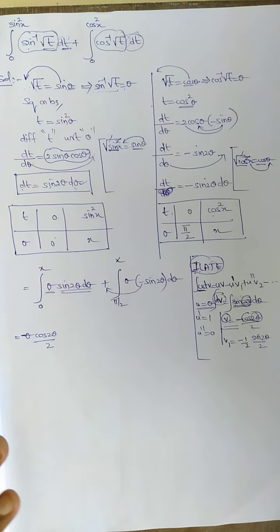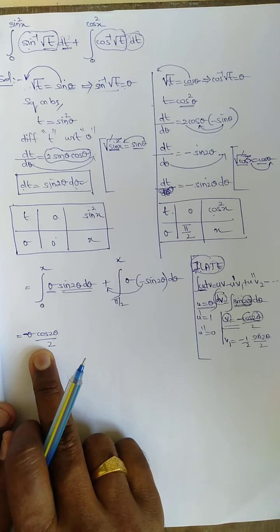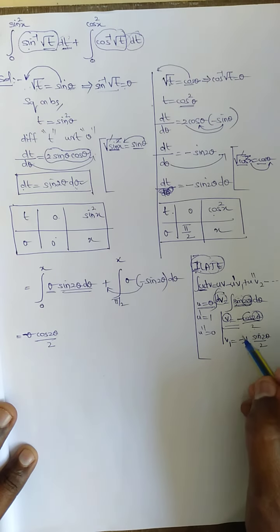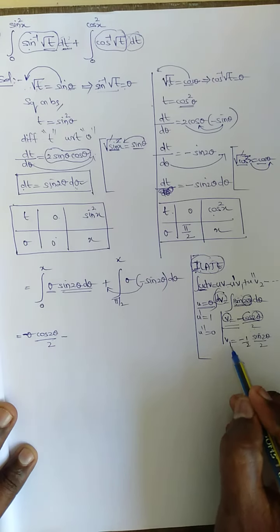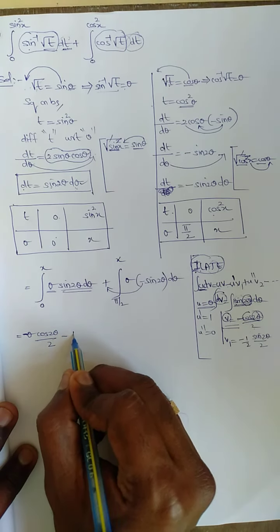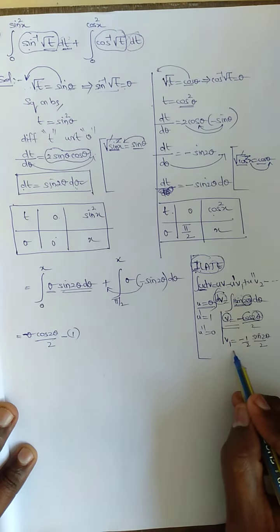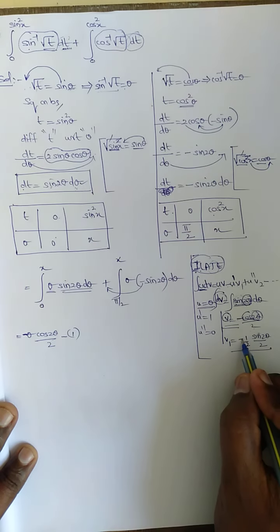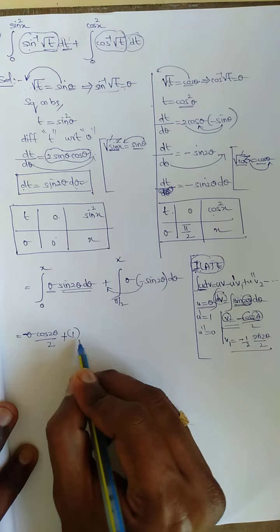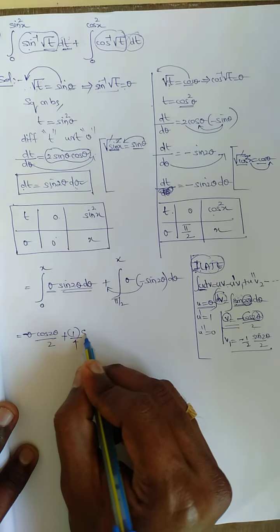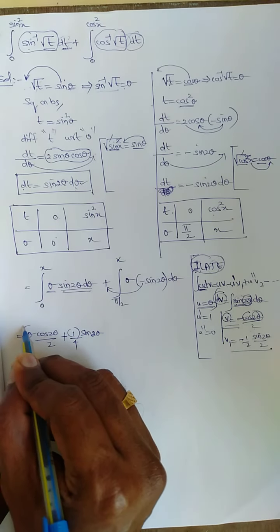Minus, I put minus here. Next, minus cos 2 theta by 2. Next, minus u dash. What is u dash? 1. U dash into v1. V1 is this one. You can put this minus into minus will become plus. 2 2s are 4. I can put 1 by 4 sine 2 theta. What is the limit here?